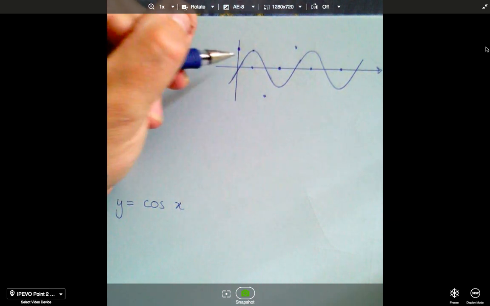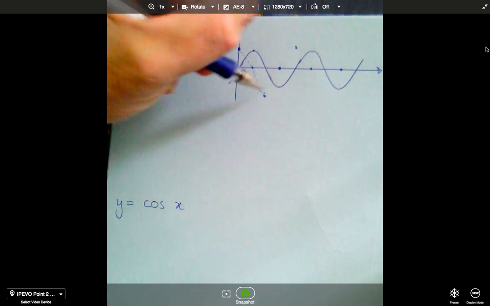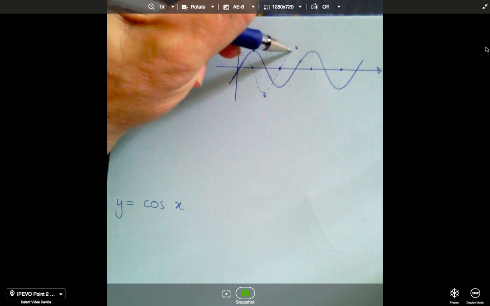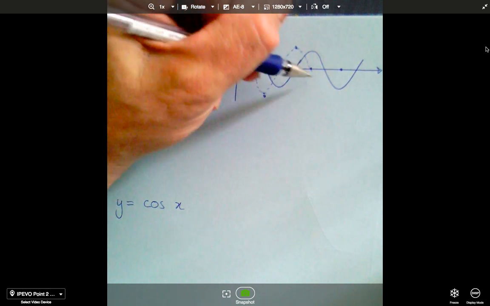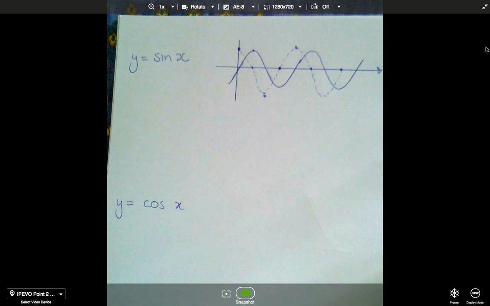So what you have is that the sine curve, its derivative, is going to look something like this. And it just keeps oscillating, like one wave behind the other one. So the derivative of sine x, or y dash of sine x, is just cos x. And that's one of the rules.